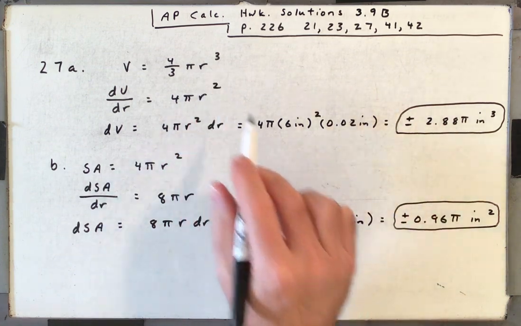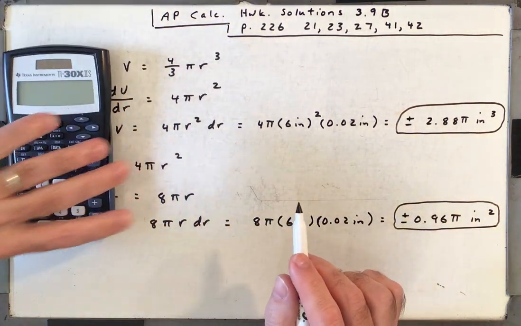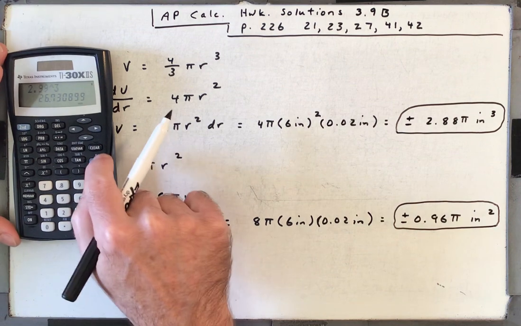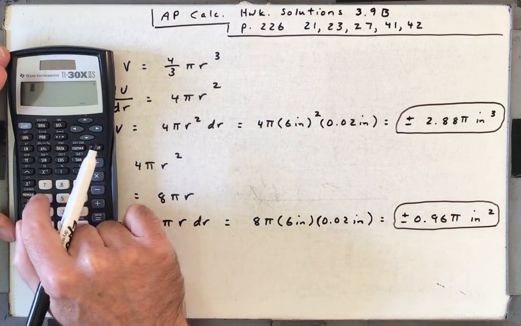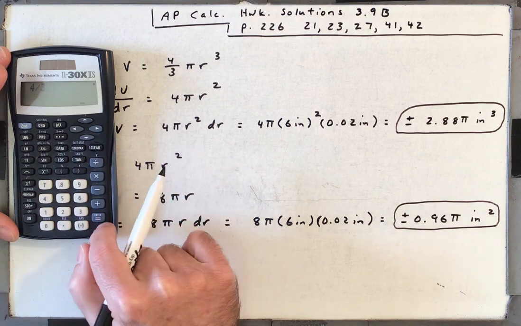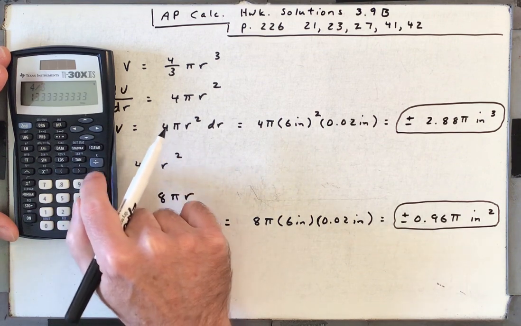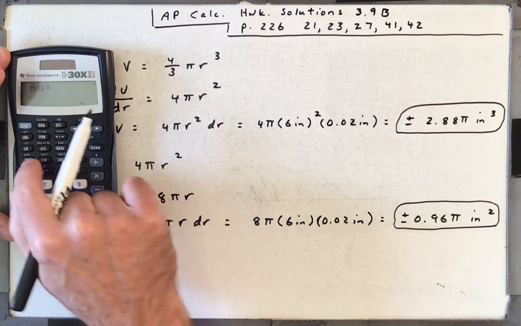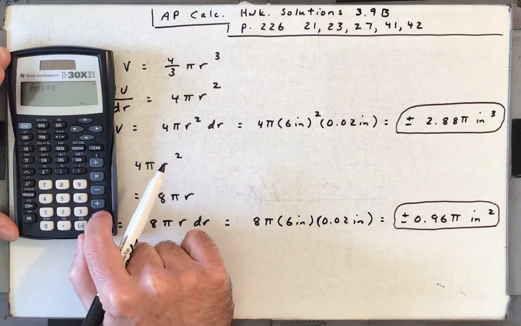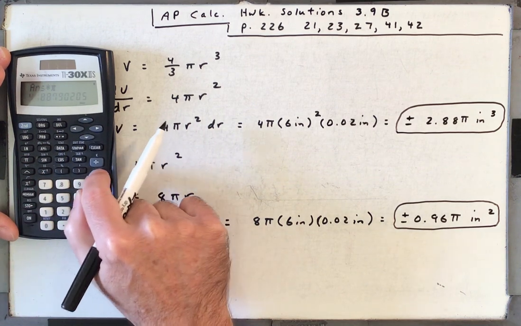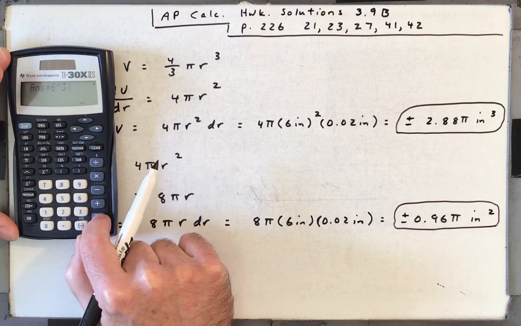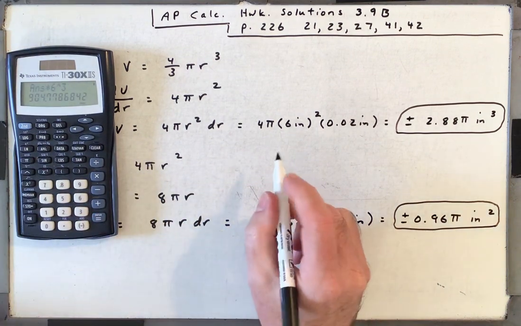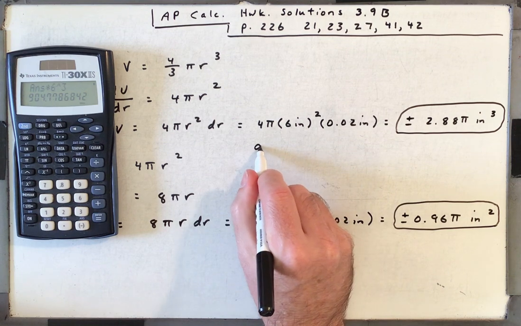4/3 times pi. The radius is 6 cubed. So another way to write this, I just want to do one of these, especially if you're going into engineering. You would have 4 divided by 3 times pi times 6 cubed. So that's 904.